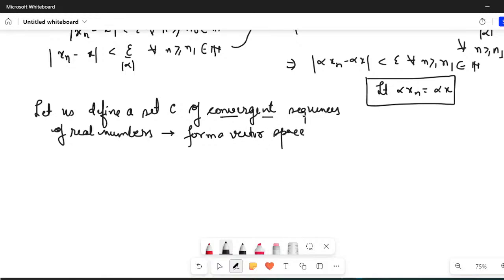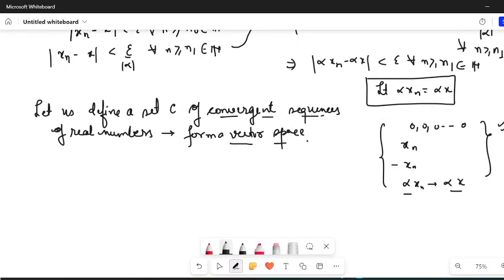See, all the convergent sequences form a vector space. Why? Because you know that the constant sequence 0, 0, 0, 0 will give you the identity. If xn is convergent, then minus xn is also convergent. So corresponding to xn, you can get a minus xn, and all the other properties you can verify yourself, since I know that alpha xn converges to alpha x. So if you keep all these things in mind, then you can prove easily that the set C of convergent sequences of real numbers forms a vector space.